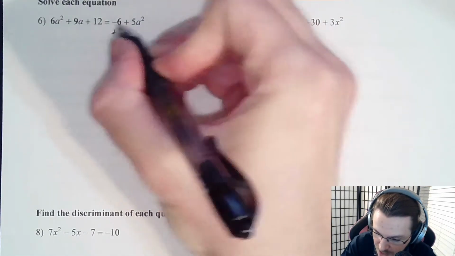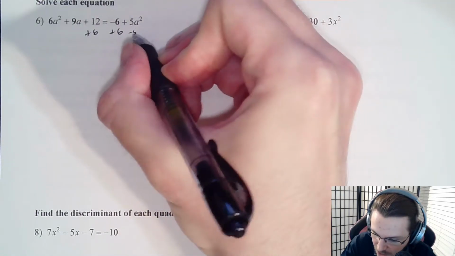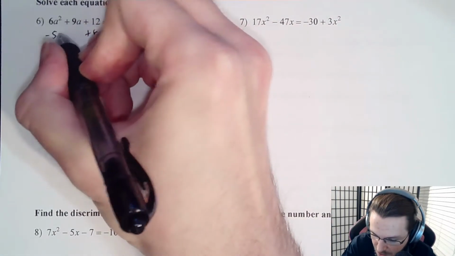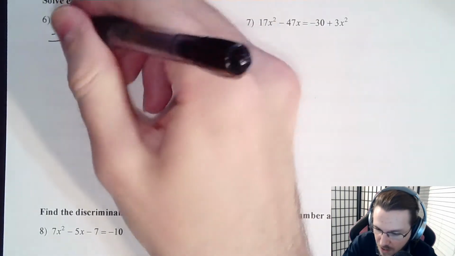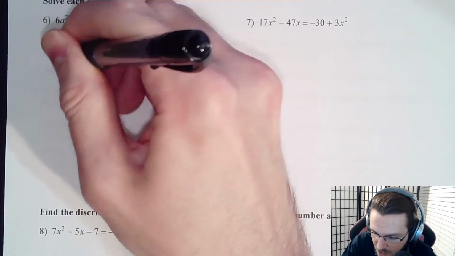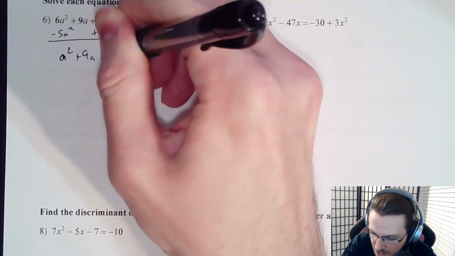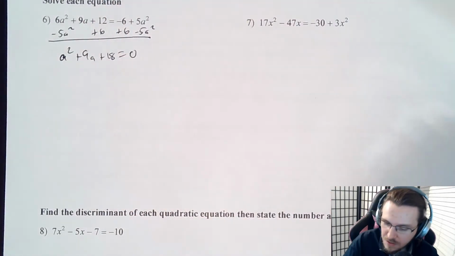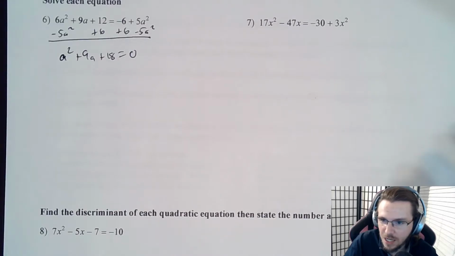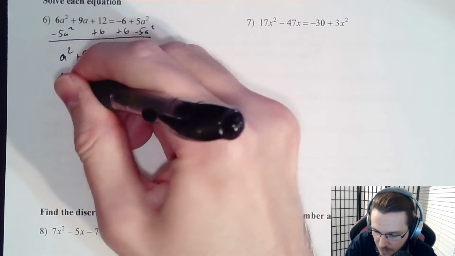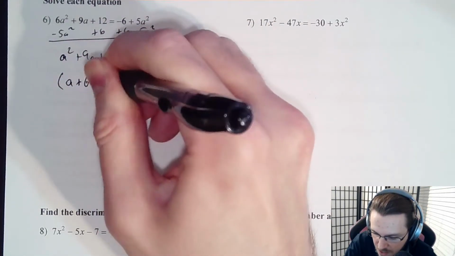We're gonna go ahead and add 6 to both sides. Minus 5a squared, minus 5a squared. Here we go. 6a squared minus 5a squared is a squared plus 9a, plus 12 and 6 is 18, equal to 0 now. What multiplies to 18 and adds to 9? Honestly, I don't think we have to write anything for that. That's easy enough. 6 and 3.